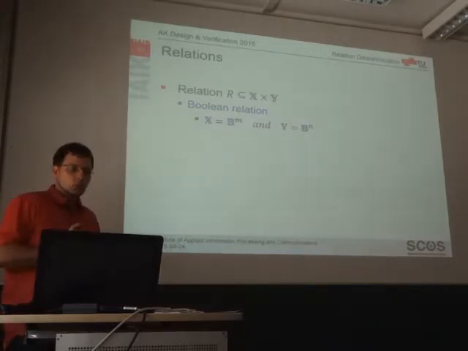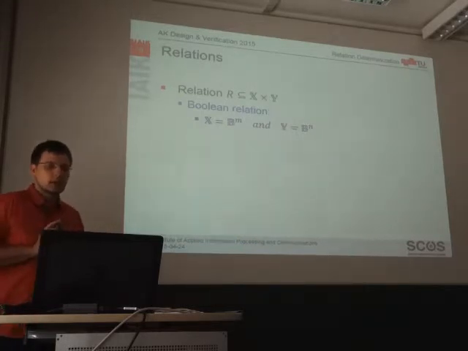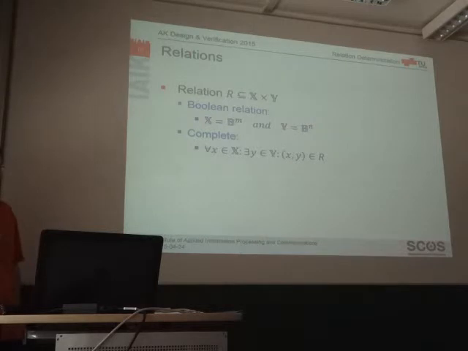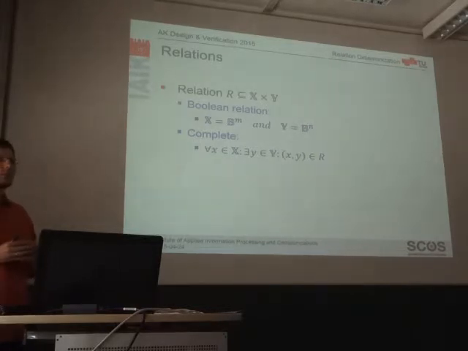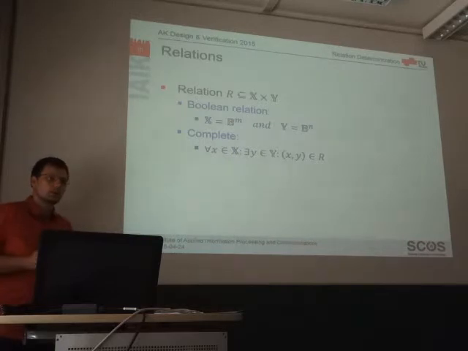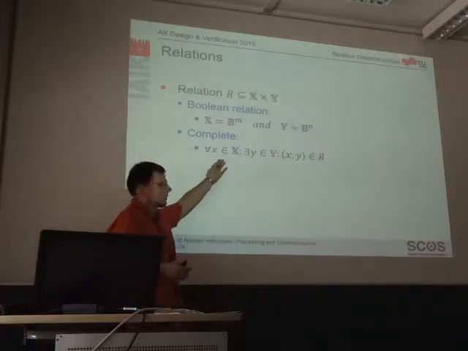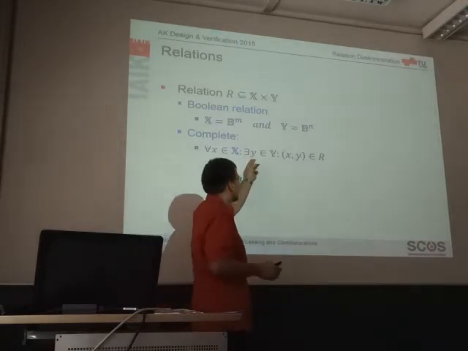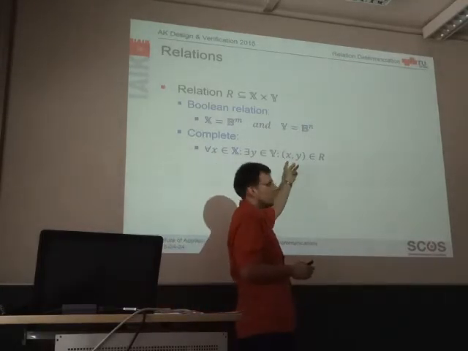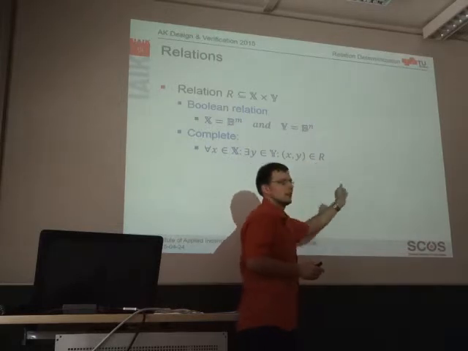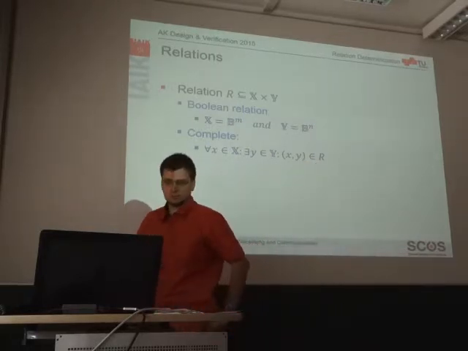And I want to introduce two important notions with respect to relations. The first one is called completeness. A relation is called complete if there is at least one output for every possible input. Sometimes this is also called a total relation. These are interchangeable words. So for every x that is possible, there needs to be at least one y such that this pair x, y is an element of our relation.